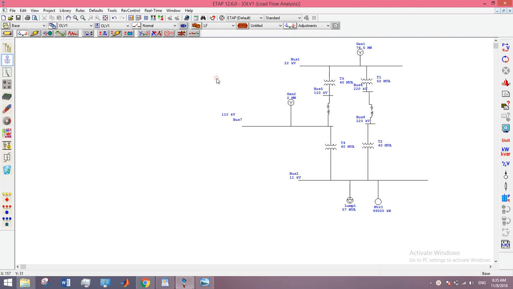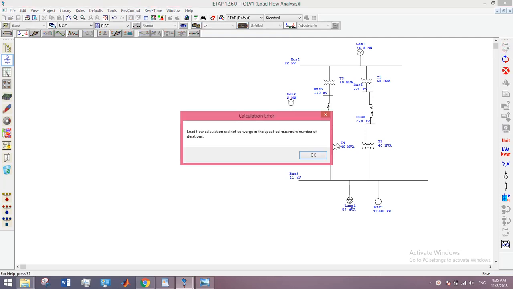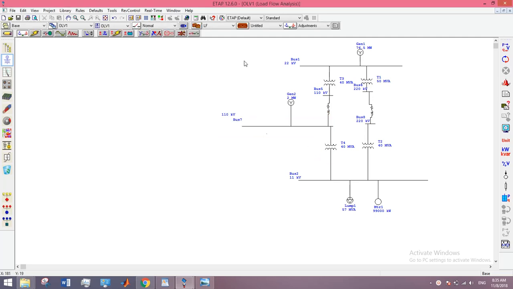In this video, we'll learn how to solve load flow converging, diverging errors. So this is my SLD. Let's run the load flow. And yes, here is the error. Load flow calculation did not converge in a specified minimum number of iterations.